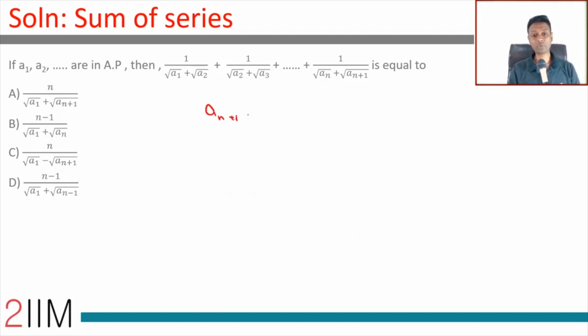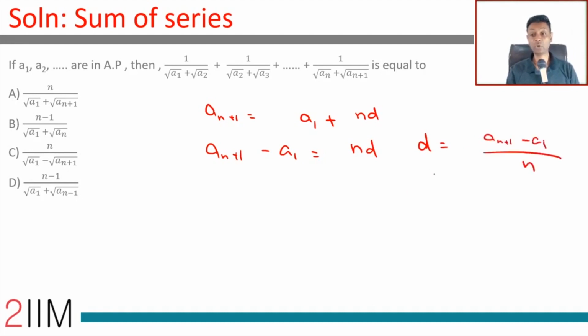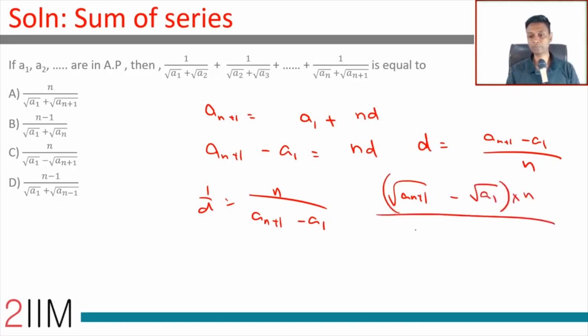Now An plus 1 is A1 plus n times d. We add common difference n times, will go from here to here. So An plus 1 minus A1 equals nd, or d equals An plus 1 minus A1 by n. We want 1 by d, which is n by An plus 1 minus A1, or our expression is square root of An plus 1 minus square root of A1 into n by An plus 1 minus A1.